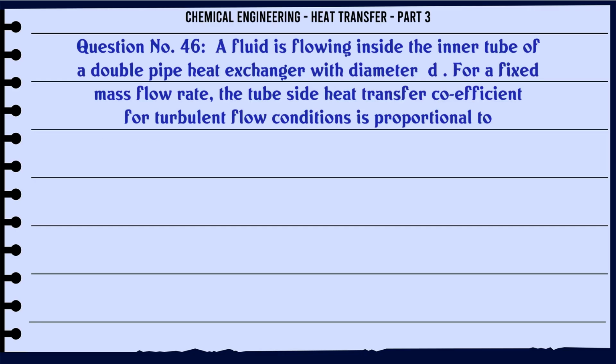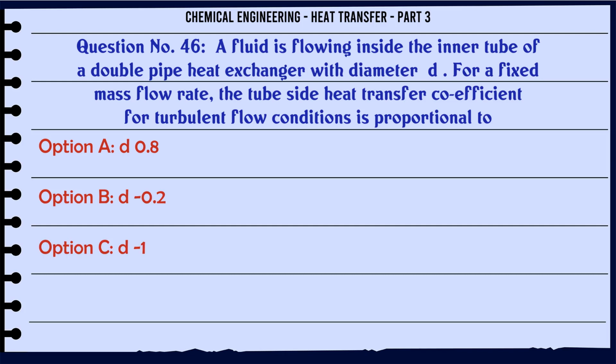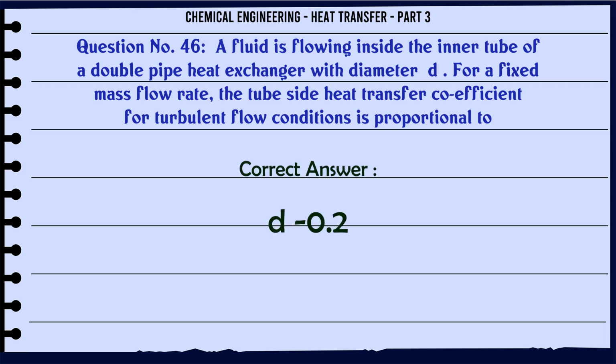A fluid is flowing inside the inner tube of a double-pipe heat exchanger with diameter d. For a fixed mass flow rate, the tube side heat transfer coefficient for turbulent flow conditions is proportional to A. d^0.8, B. d^0.2, C. d^1, D. d^1.8. The correct answer is d^0.2.